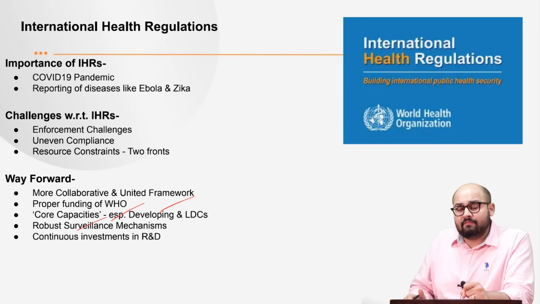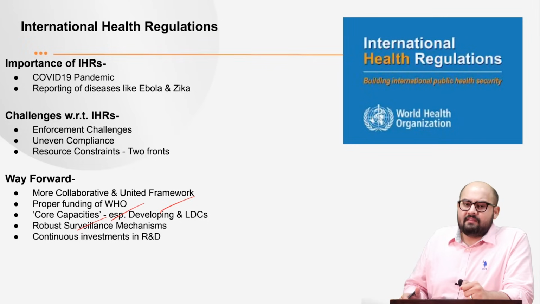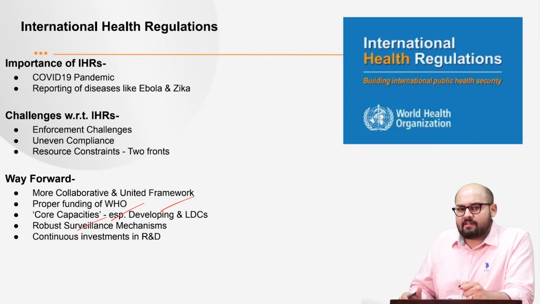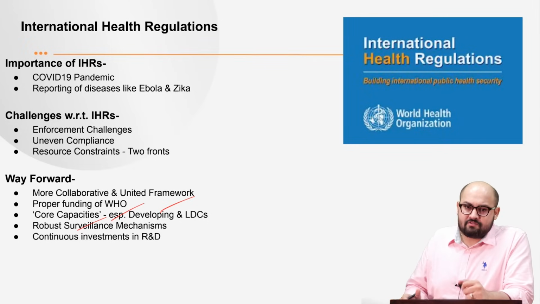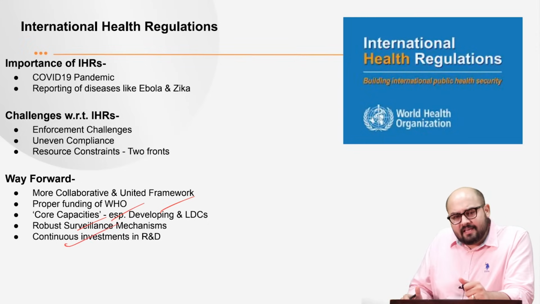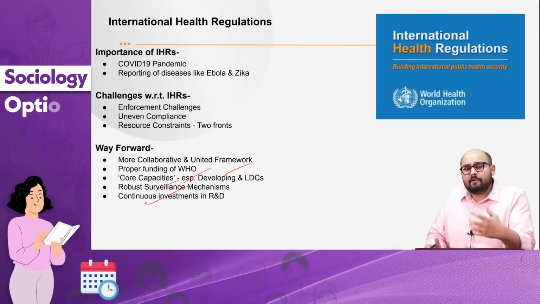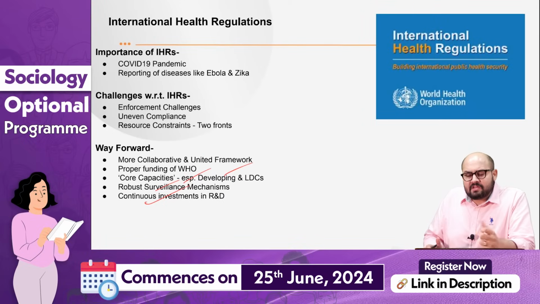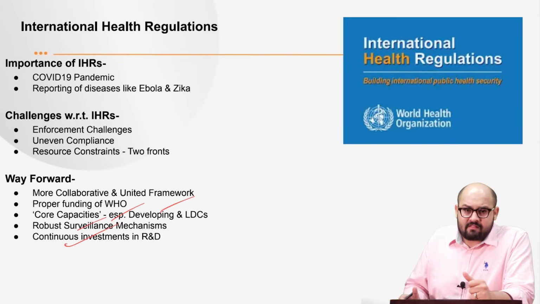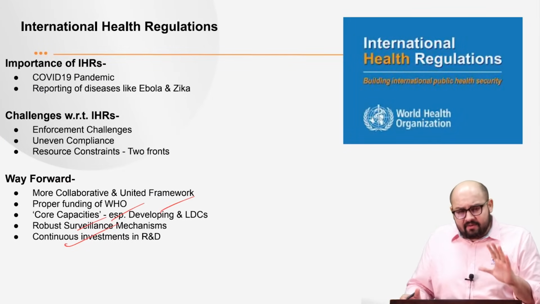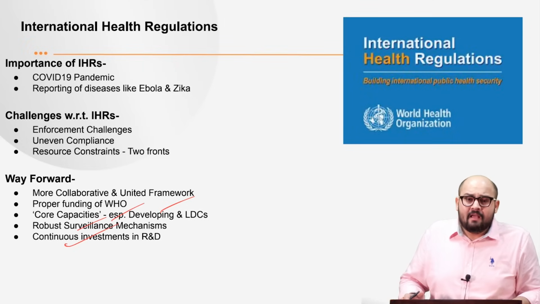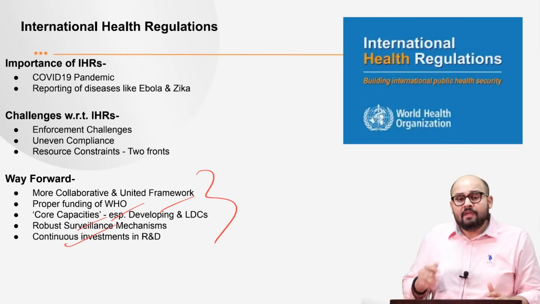Next, we have robust surveillance mechanisms along with stringent disclosure norms. You must have seen that during the COVID-19 crisis, China was reluctant to disclose the cause and origin of the virus. So proper, stringent disclosure norms should be there. Then there needs to be continuous investment in research and development so that new vaccines and new medications can be developed, and then supplied, especially to the least developed countries, especially in the African continent. So what we see is that the International Health Regulations are definitely very important, but we need to strengthen them, and we can strengthen them through these measures.